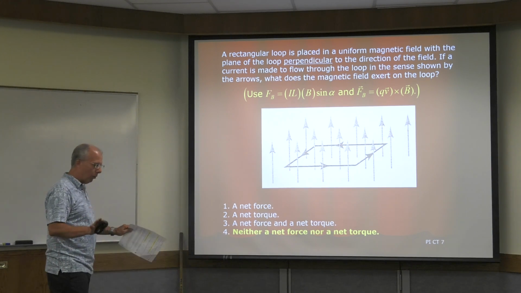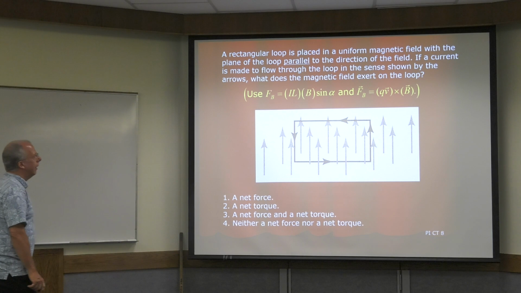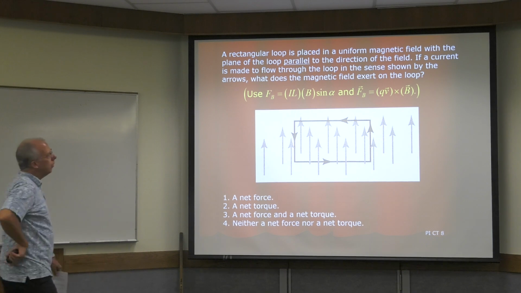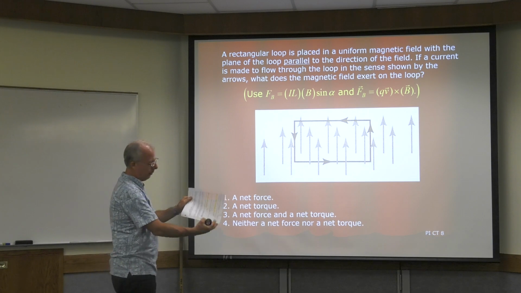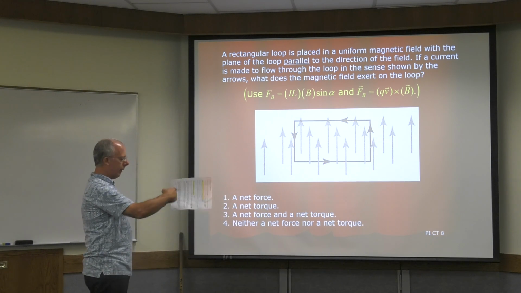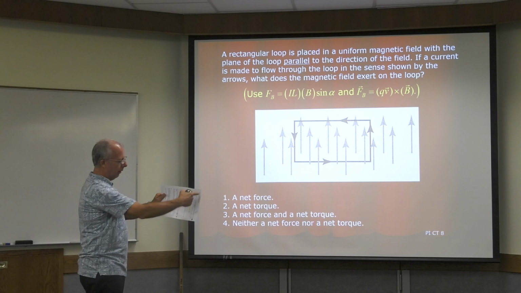Okay, now is the crucial one. A rectangular loop is placed in a uniform B field with the plane of the loop parallel. Okay? So here, I should have used this before, huh? So here's your rectangular loop. Pretend, you know, your wire loop.